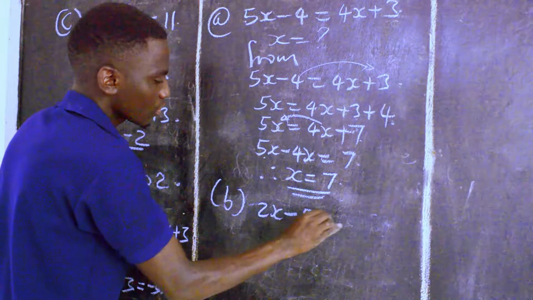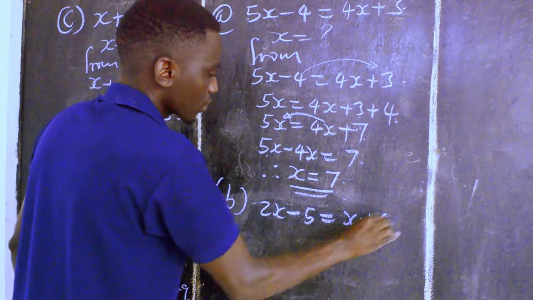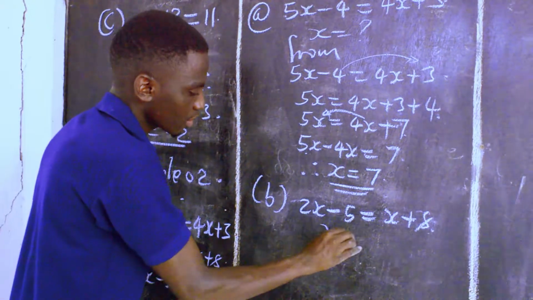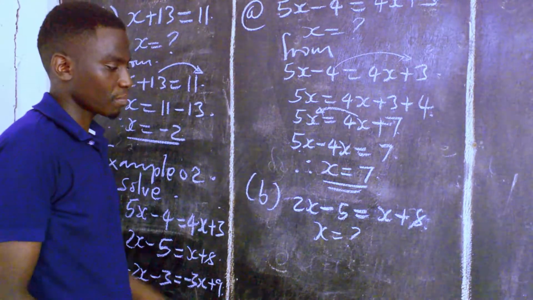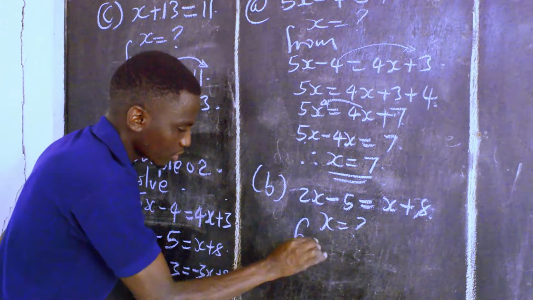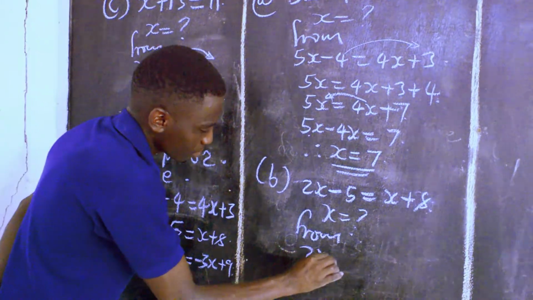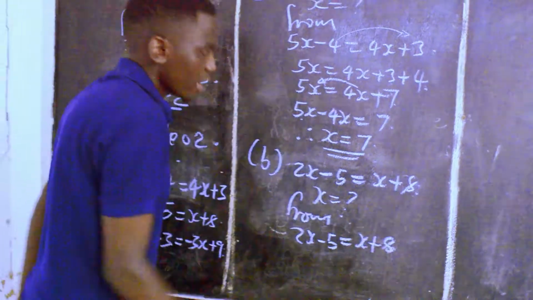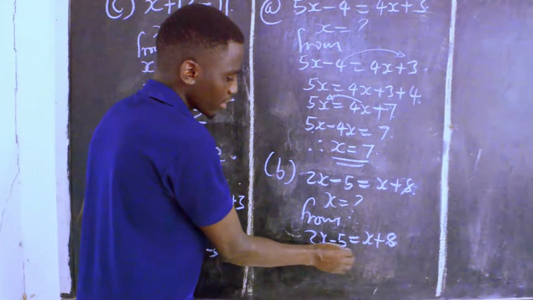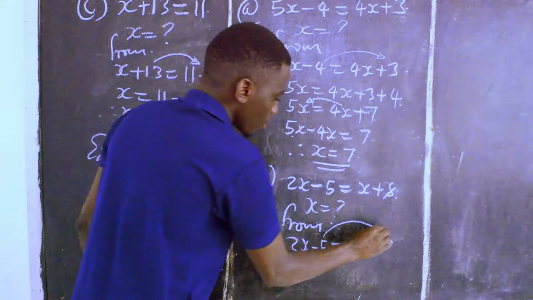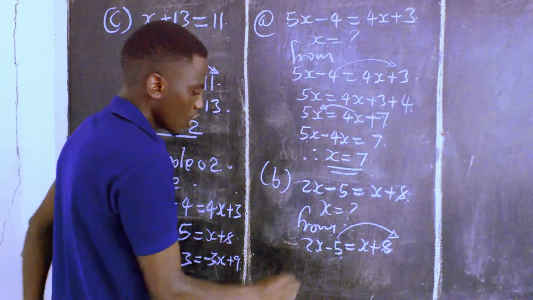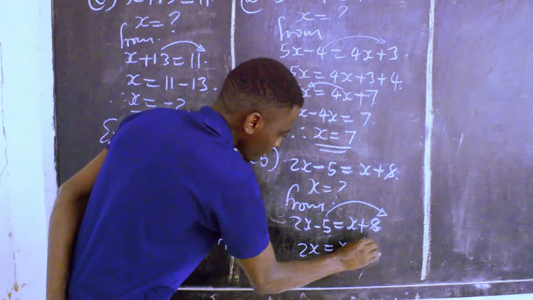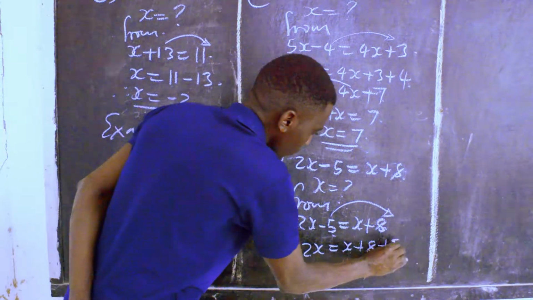2x minus 5 is equal to x plus 8. We have this kind of question. Now we are finding the value of x here. So from the given equation, you have 2x minus 5 is equal to x plus 8. If you see here, this 5 here is negative. Once it comes on this side, it becomes a positive. So here you remain with 2x is equal to x plus 8, then plus 5.